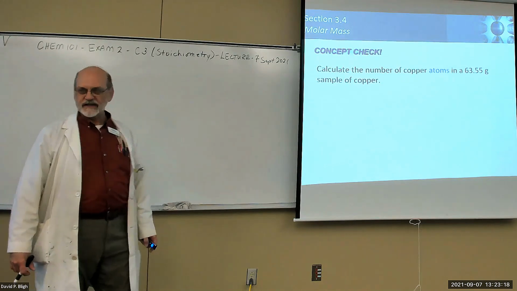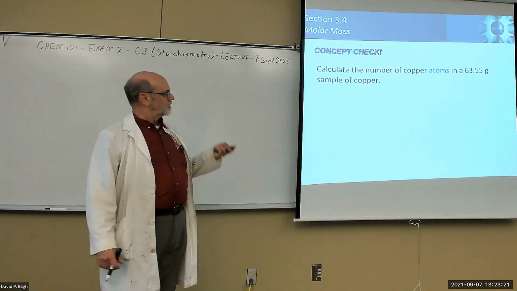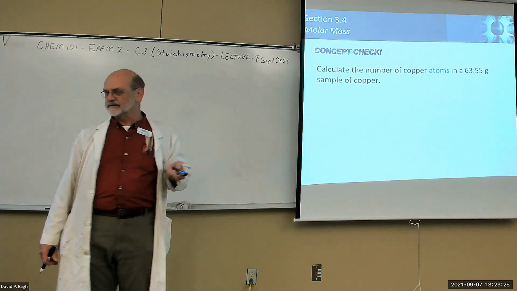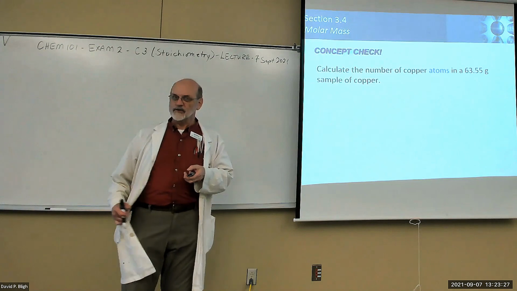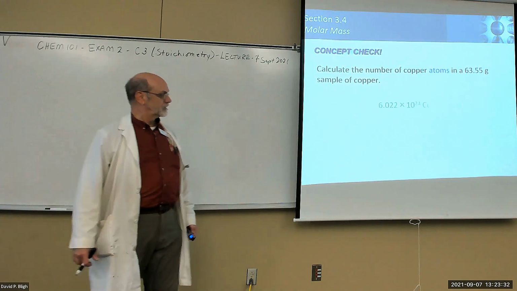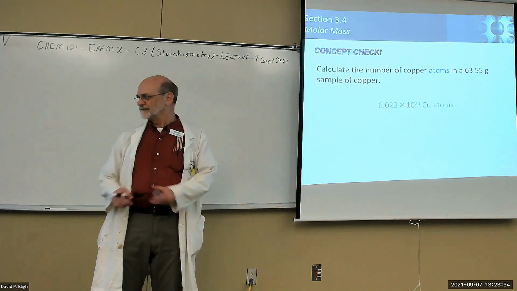Right, this one should be fairly easy. You don't have to calculate this one. Well, what's the number of copper atoms in a 63.55 gram sample of copper? That's 1 mole, isn't it? So it's 6.022 times 10 to the 23rd copper atoms. Trick question.